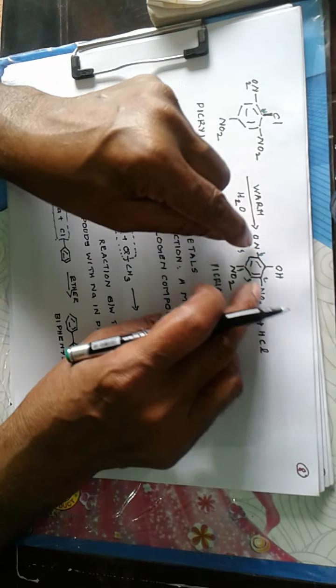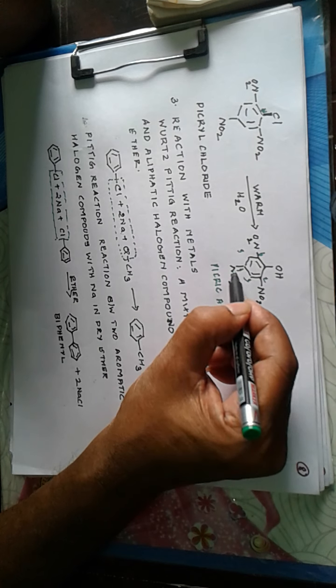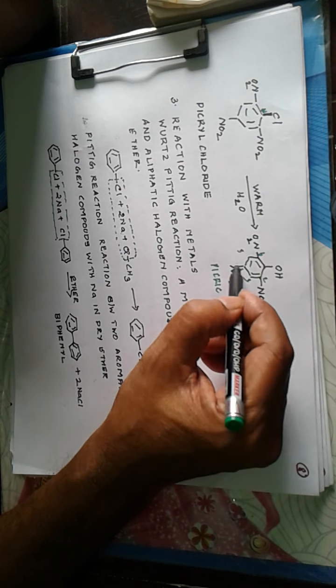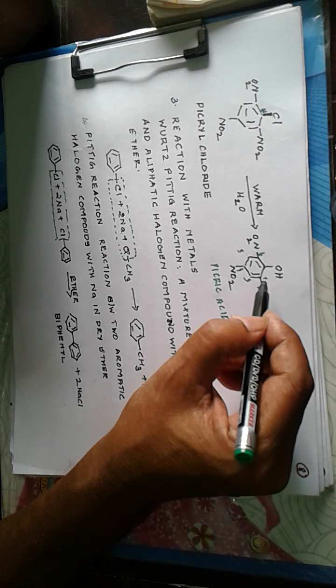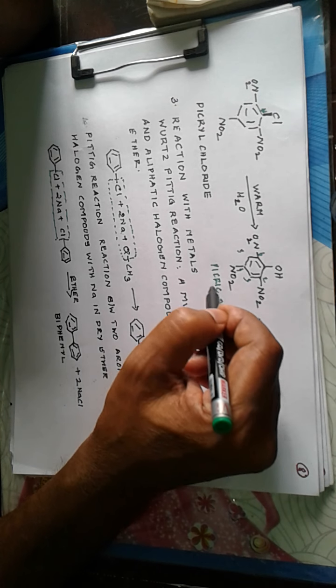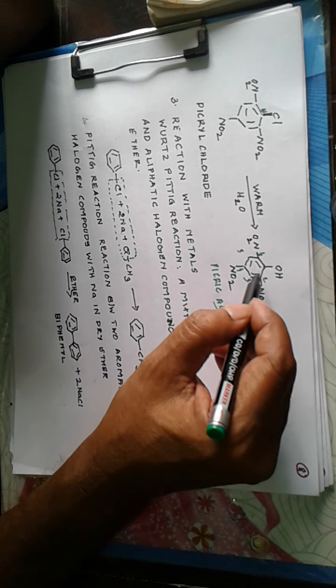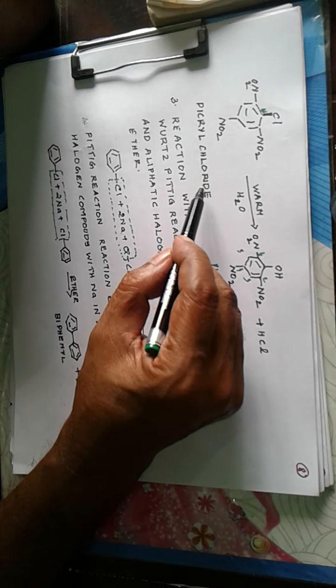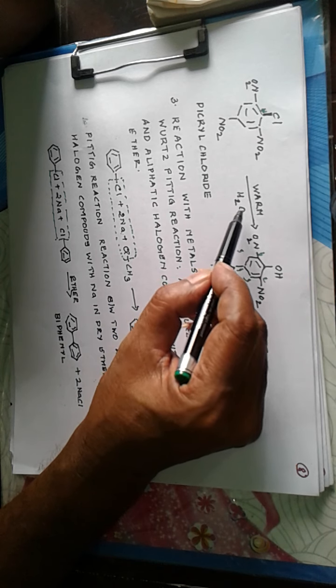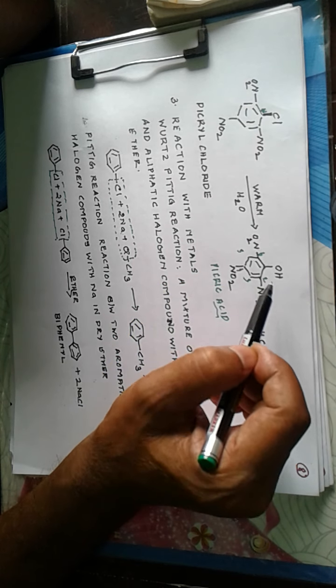So this compound, phenol, is acidic, and the three nitro groups with a strong minus I and minus M effects will make this compound highly acidic. So the acidity of phenol is very highly increased by the three nitro groups, hence it is called picric acid. The term acid indicates that it is very highly acidic. So picryl chloride can be hydrolyzed by warm water, and Cl is replaced by OH.